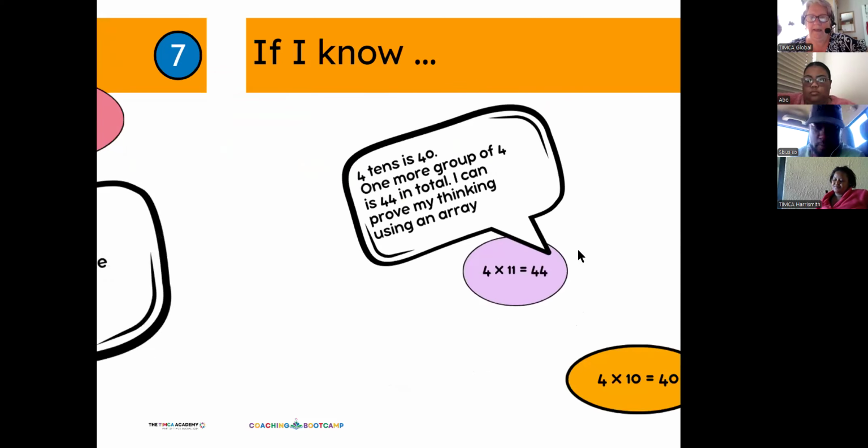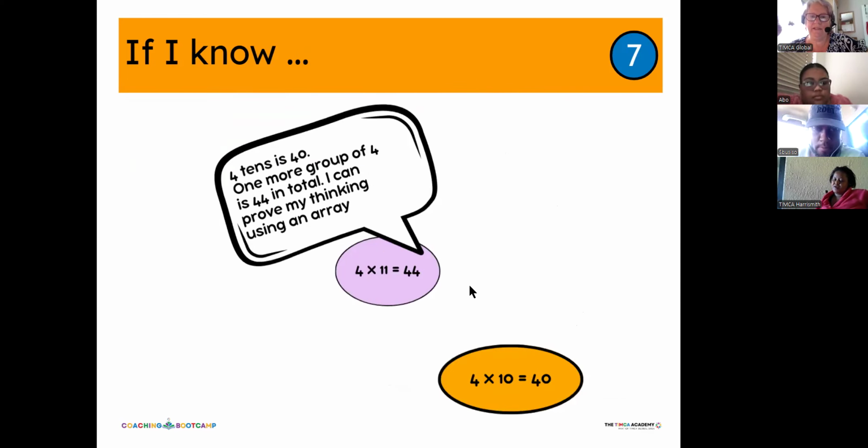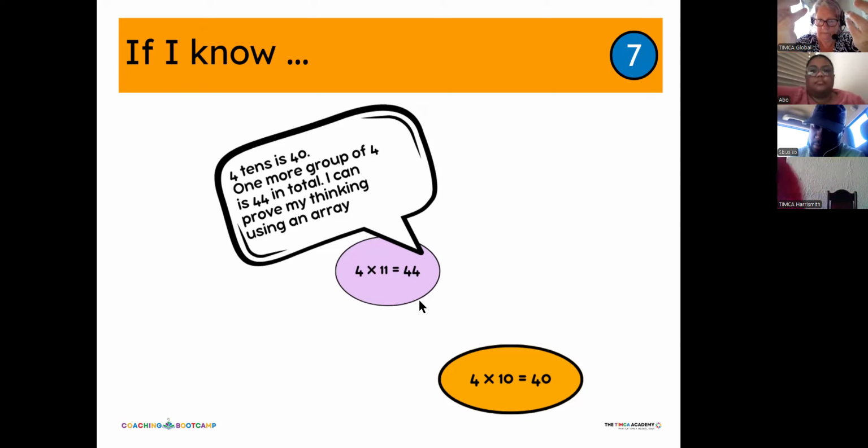And then obviously we can also extend it and say, well, if I know that 4 times 10 is 40, if I add another group of 4, one more group of 4, then I've got 11 groups, I've got 44. We did that earlier when we were looking at the little cards. We added one more group of 5. This is adding one more group of 4. So these are the things that I can work out by knowing this basic fact.